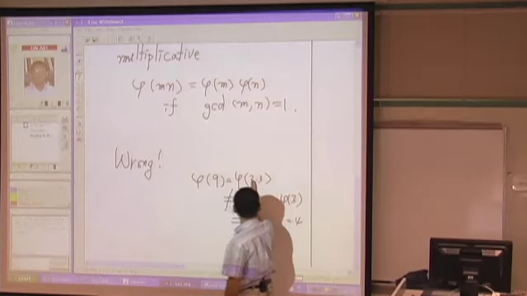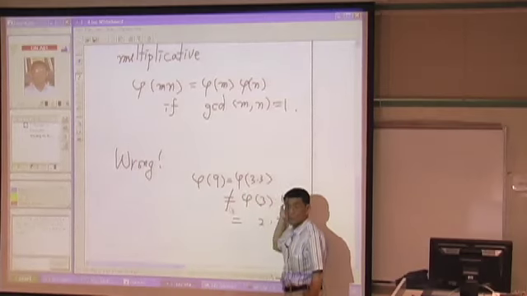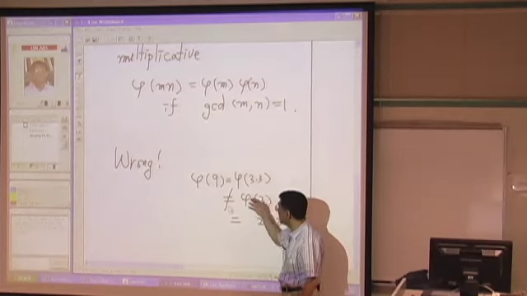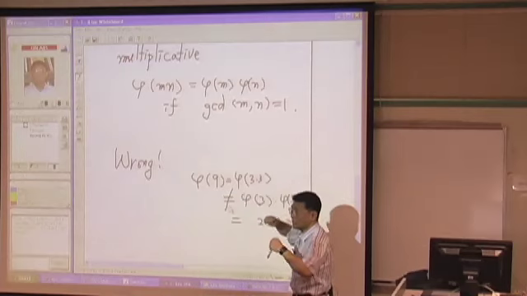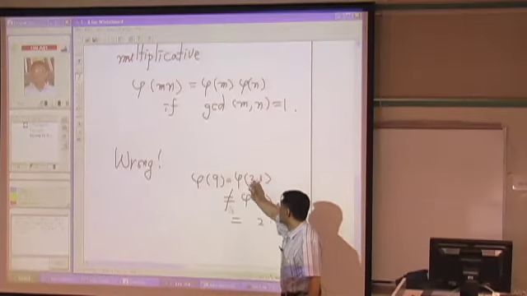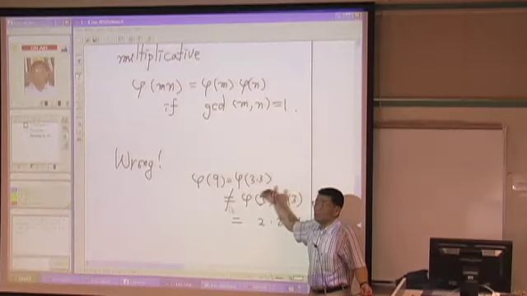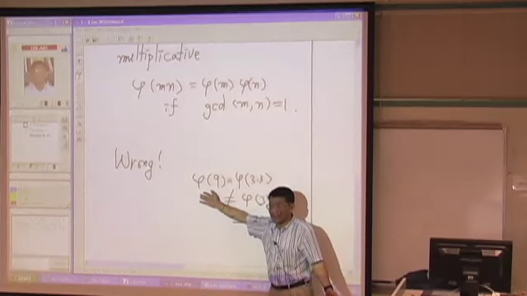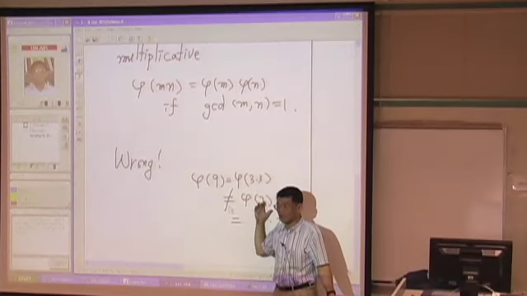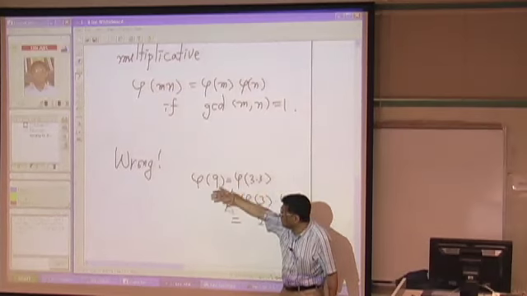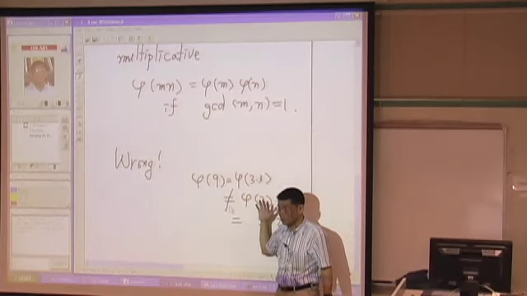You cannot say this. Why not? Because the GCD of the two numbers is not 1, right? The GCD should be 1. To be multiplicative, it should satisfy this condition only when the GCD is 1. But unfortunately, it doesn't satisfy the condition. So even if phi is multiplicative, there is no rule like this. Some function may have this kind of rule, but generally a multiplicative function doesn't have this kind of rule. Do you follow me or not? If you don't understand, you can ask.